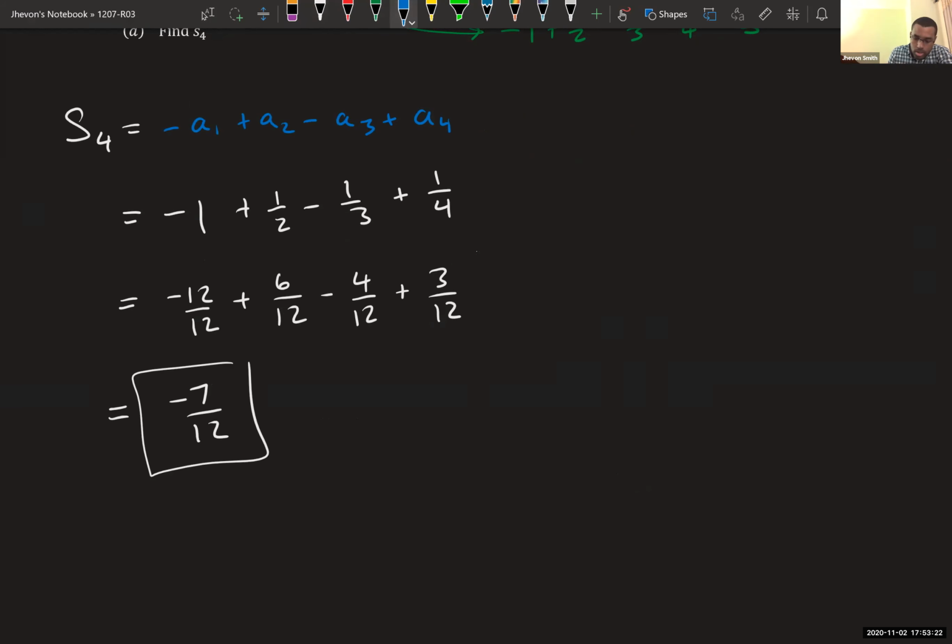Now, of course, for your education, for some comparisons that I'll be making later, let's actually see closer to what this is. That would be your answer on a test or a quiz, but let me use my calculator to make some comparisons later. So this is roughly -0.583, and the threes continue forever. So that's my approximation using the first 4 terms. That is S4.